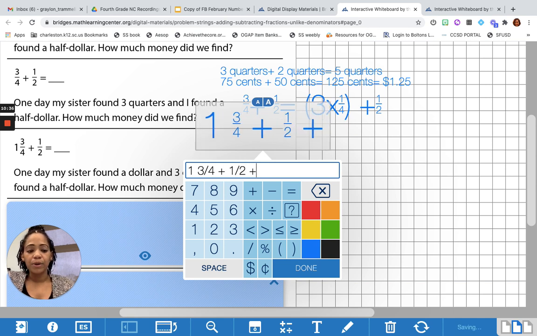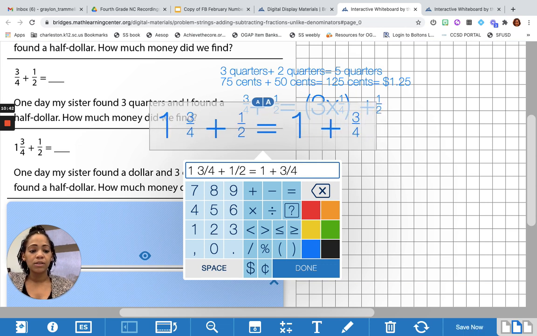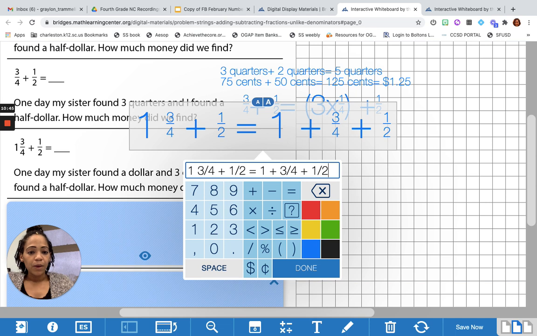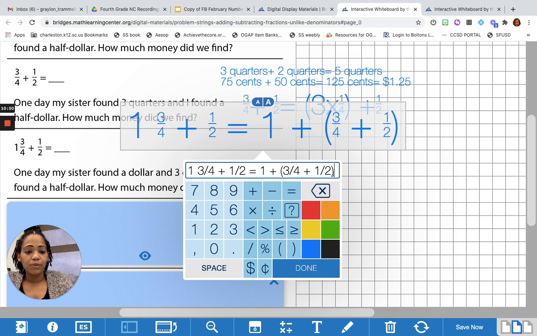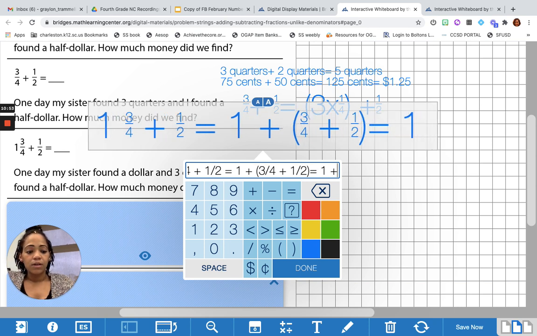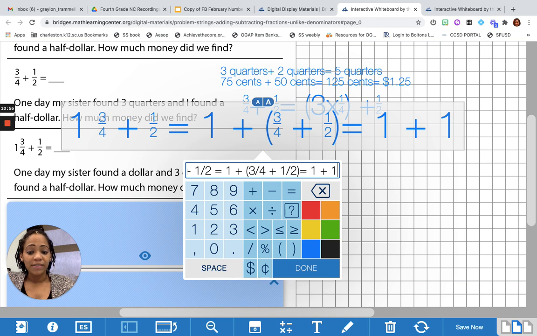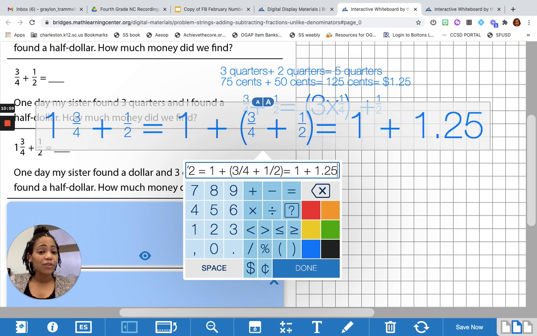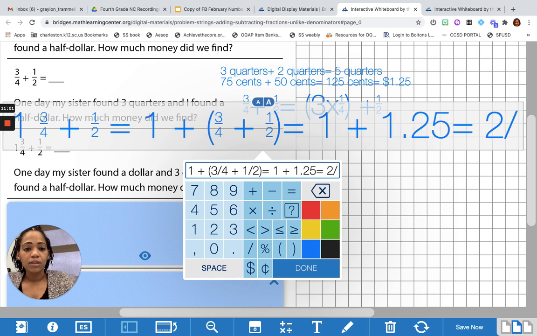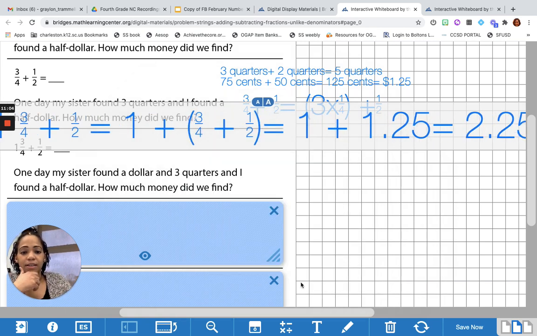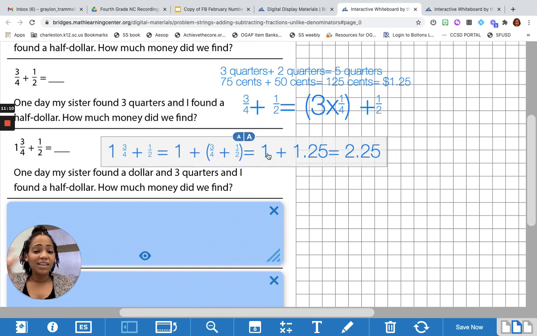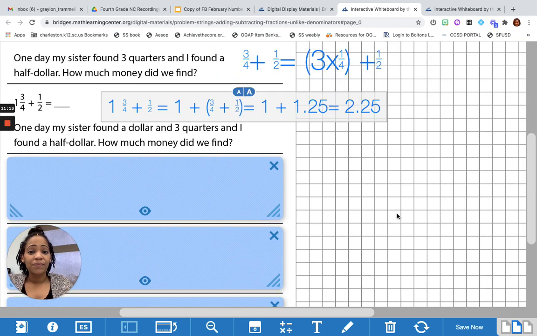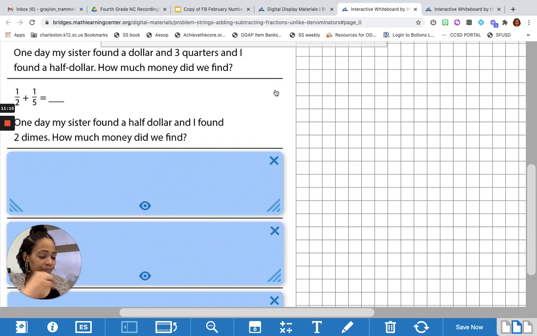1 3/4 plus 1/2 is the same thing as saying 1 plus 3/4 plus 1/2. We know 3/4 plus 1/2. What do we say 3/4 plus 1/2 is? Yeah, it's 125 cents or $1.25. And now I'm just adding another whole dollar to it, which is $2.25. Thinking about problems in terms of money makes things a lot easier to solve. So let's keep it moving.